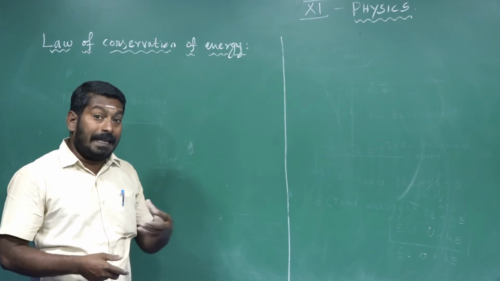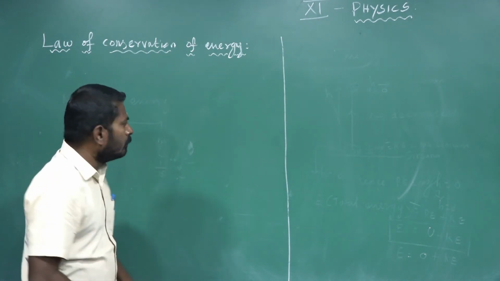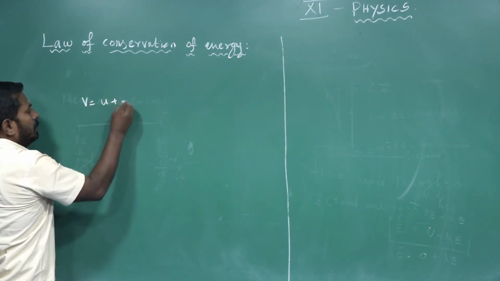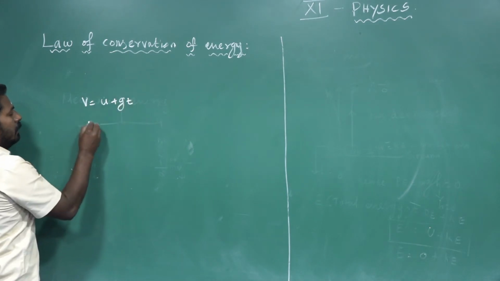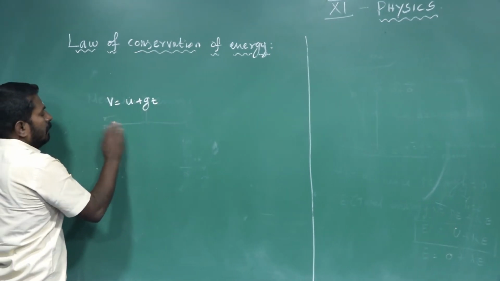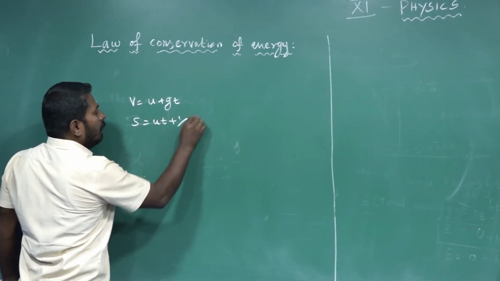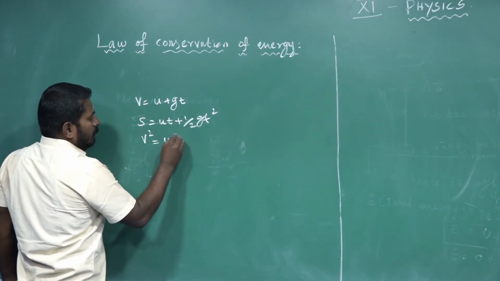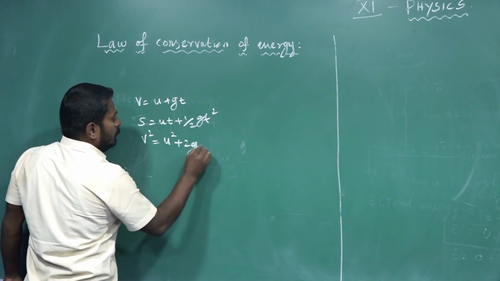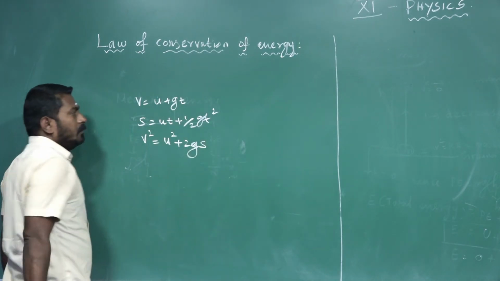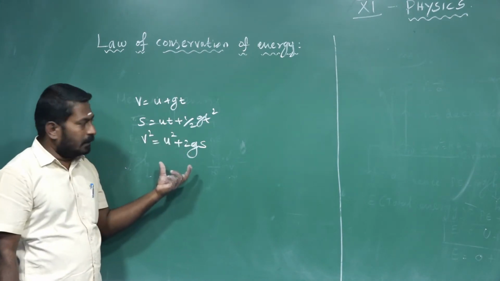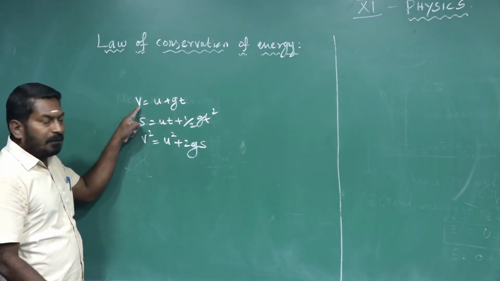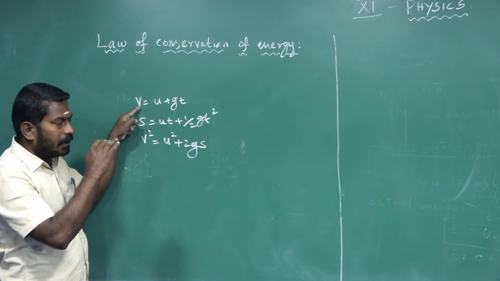You know about three types of equation of motion. V is equal to U plus GT, S is equal to UT plus half GT square, V square is equal to U square plus 2GS. These are the three equations of motion. From these three equations of motion, we can calculate the velocity of your body at any instant of time during its motion.